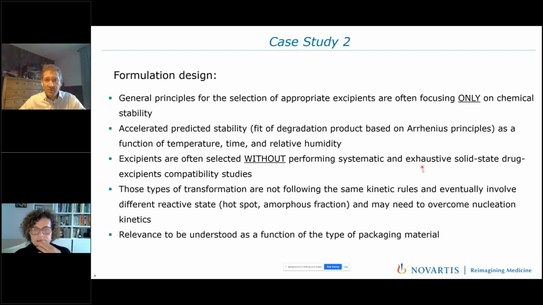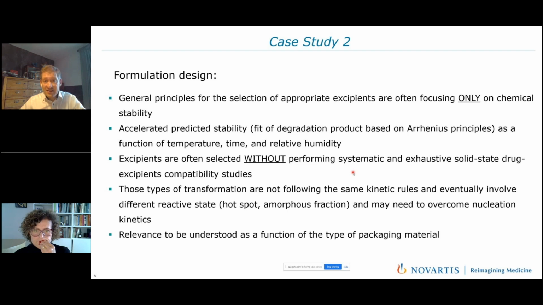In order to be smart and to anticipate what could be happening at a later stage during the shelf life of the product, we are using accelerated predicted stability programs, where we are increasing the temperature stepwise and looking at the chemical degradation of the product, but we can also add relative humidity as an additional stress condition. Typically, most of these experiments exclusively focus on chemical degradation, because it is well understood that chemical reactions can be fit based on the Arrhenius principle.